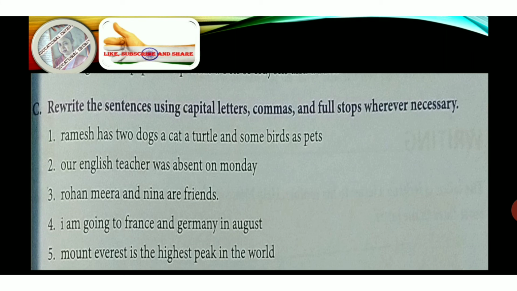Your next exercise, you can find it on that page also. Exercise C: rewrite the sentences using capital letters, commas and full stops wherever necessary. So here you have to remember when to use capital letters, commas and full stops.